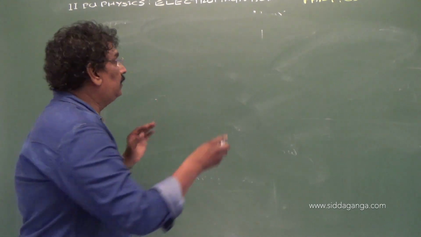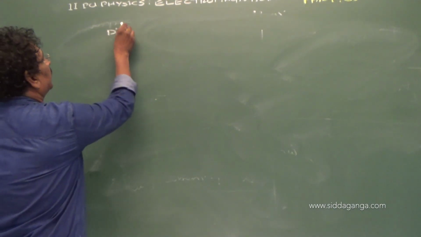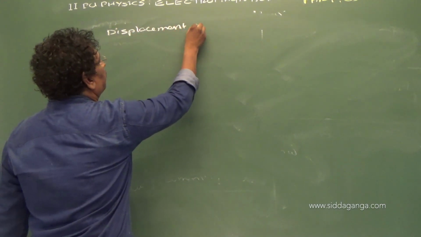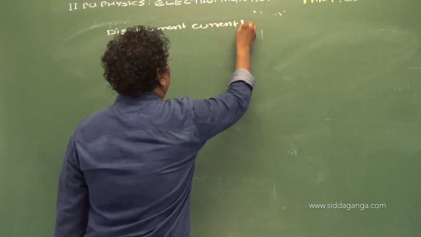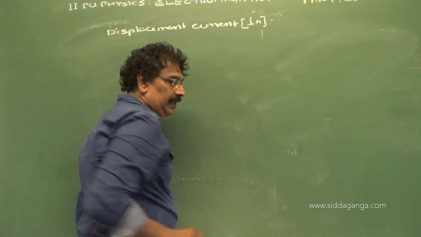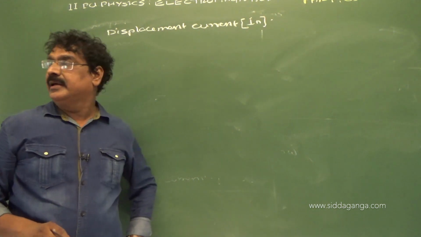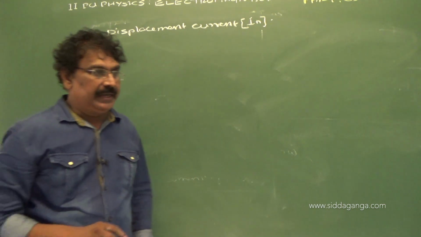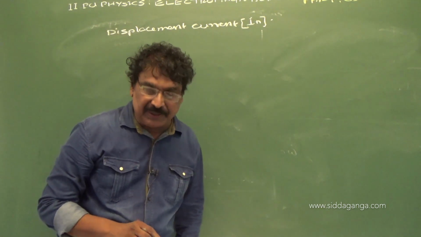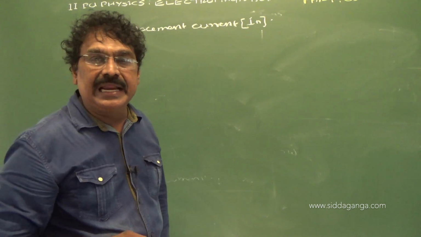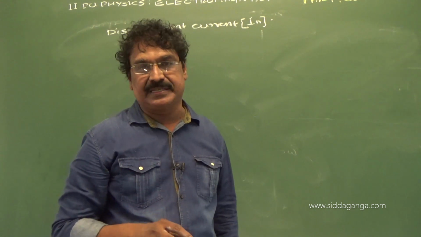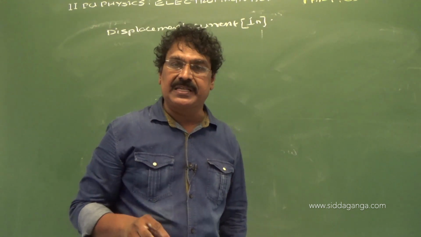Now we'll take displacement current, that is ID. The current that exists in a region of space due to the change in electric field or the change in electric flux in that region is called displacement current.